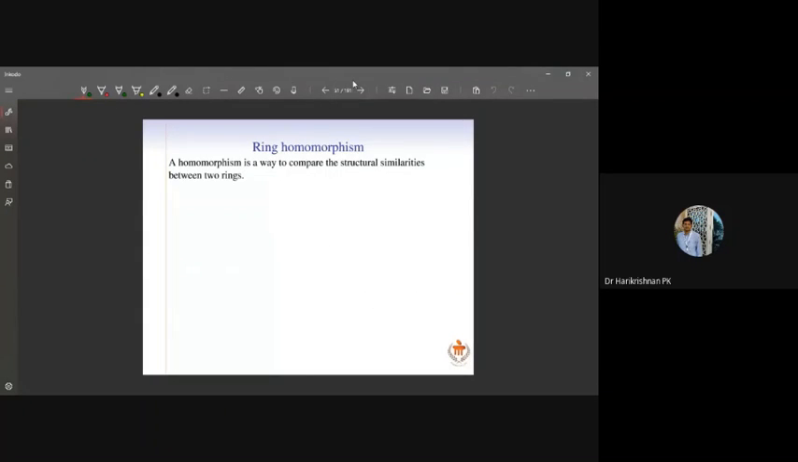So next we come to a very important concept in ring theory. What is a ring homomorphism? A homomorphism between rings helps us to compare their structural similarities. If you take two rings, a homomorphism between them is one way of comparing the structural similarities. So the next question is how to define a homomorphism between two rings.